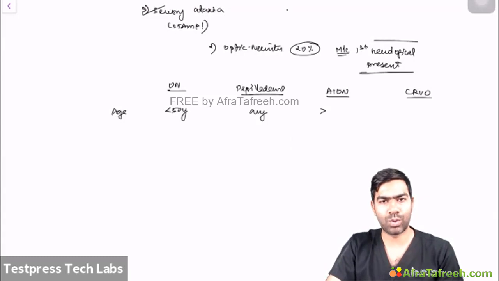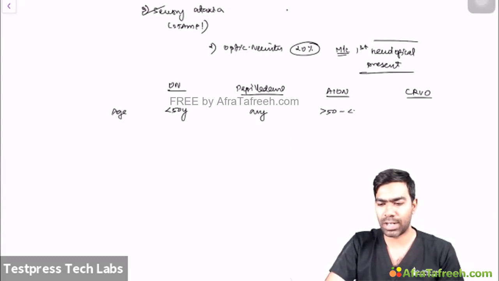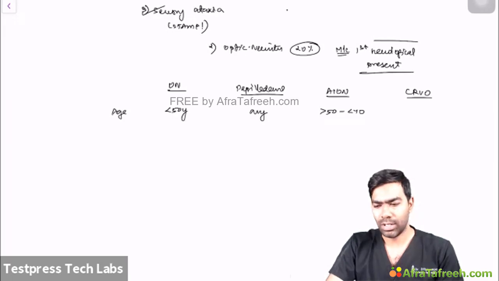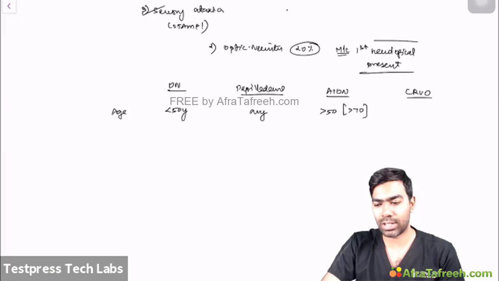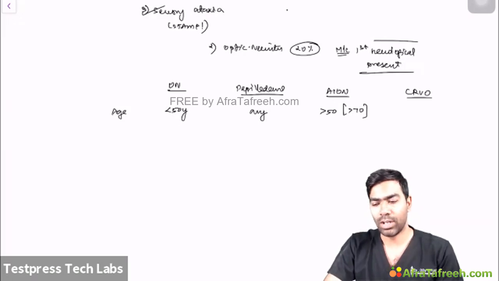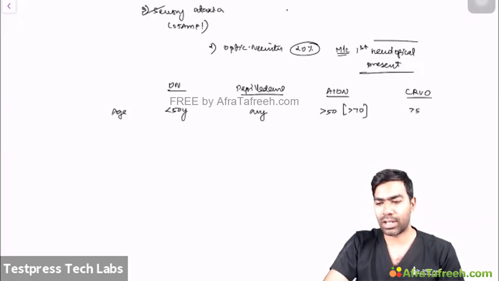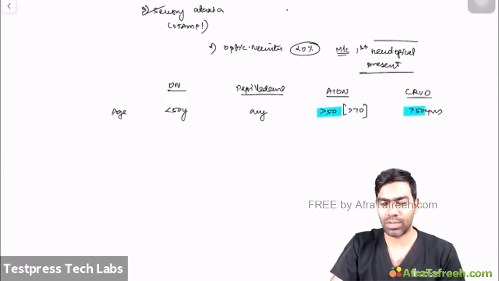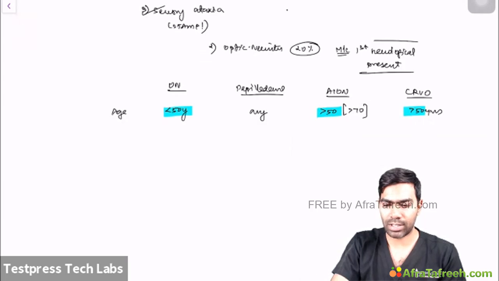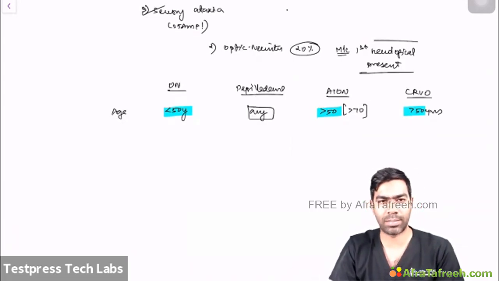In AON, usually the age will be more than 50, because it's usually due to central retinal artery occlusion. I mean, usually more than 50, but very commonly it will be in the extreme elderly, so more than 70. Okay, fine. As far as CRVO is concerned, again, it happens after 50 years of age. So AON, CRVO: elderly. Optic neuritis: younger. Papilledema: any age, because papilledema is due to raised ICP.